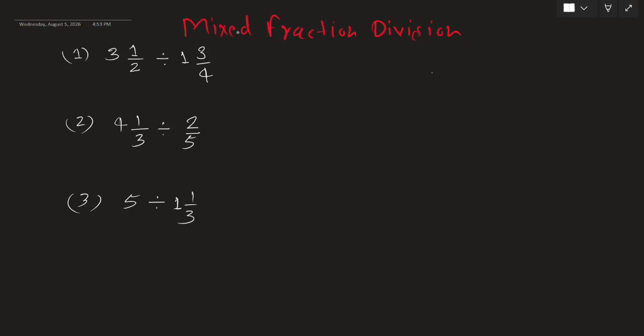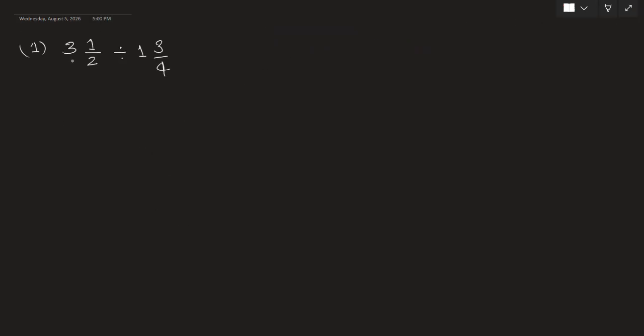In this lesson, we will learn how to divide a mixed fraction. We will go through these three examples and understand each and every step. So let's start with the first one. The first problem is 3 and 1 over 2 divided by 1 and 3 over 4.